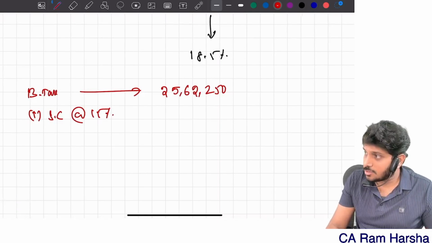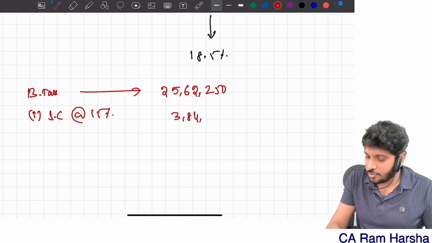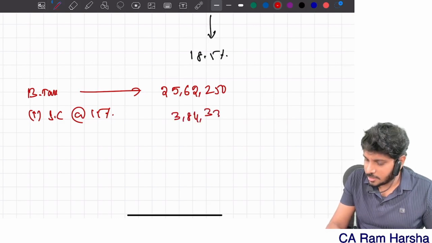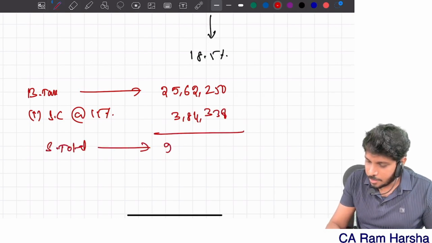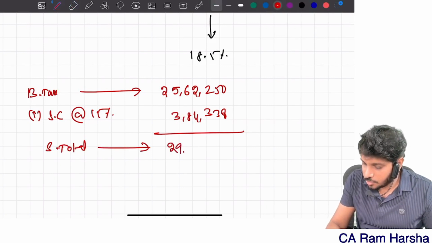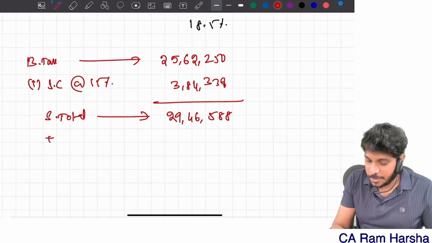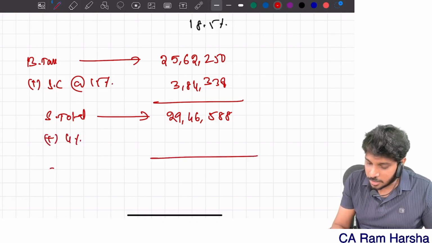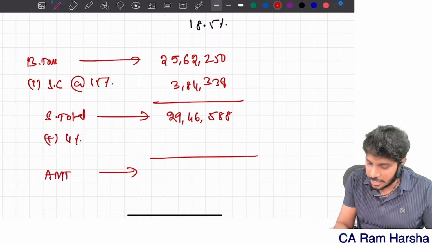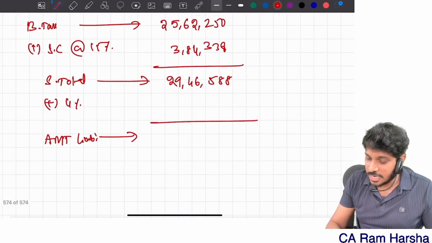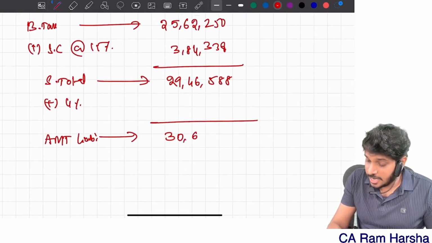15% how much? 3,84,000. What is the subtotal before cess? 28 lakh 29 lakh 46,000. Okay. Plus 4% cess. Tell me the total. Gross tax liability. Sorry, I will call it AMT liability. Yes or no? How much is that? 30 lakh 64,000.